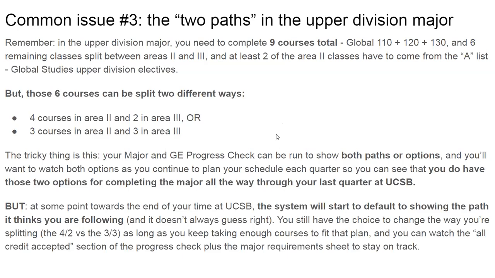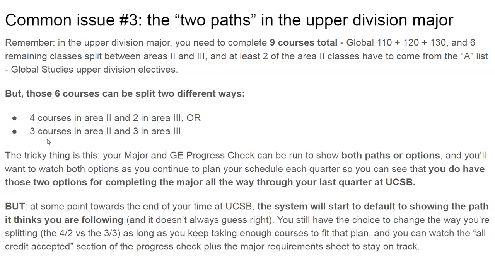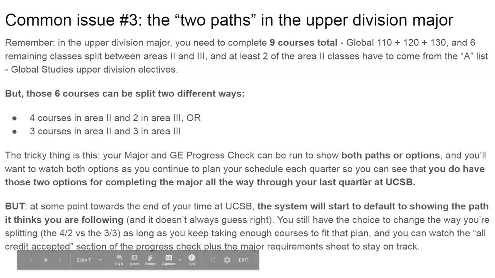I've had students who are in their final quarter and the system is only showing them the 4 and 2 option, for example, but really they've been doing the 3 and 3 option all along. Sometimes it just happens that way, and then it can freak people out if they didn't remember that there are those 2 different options. Even if the system starts sticking on one of these 2, you still have the right to continue the path of the other one. It's all there, as long as you're taking enough courses to fulfill that plan.